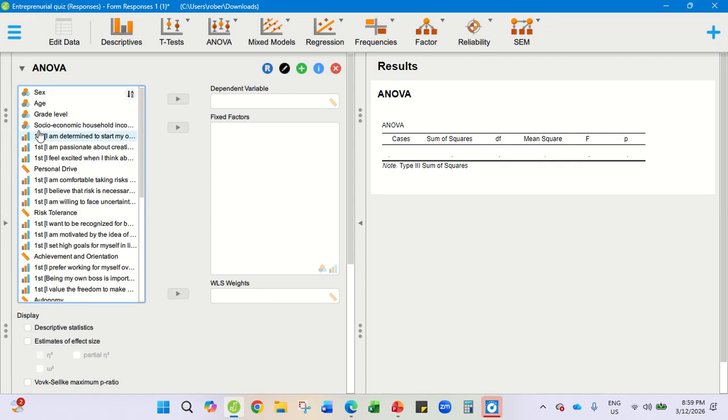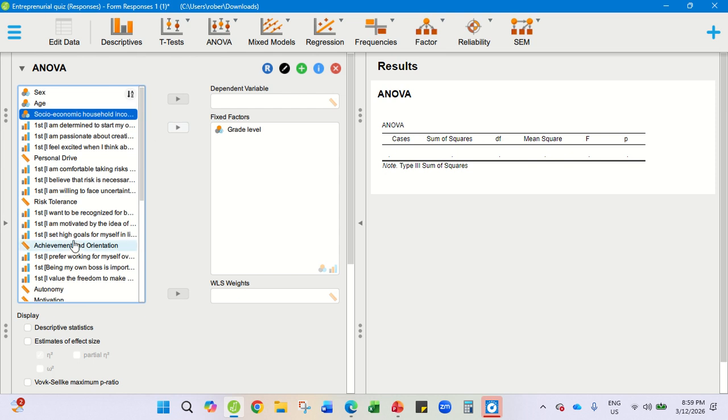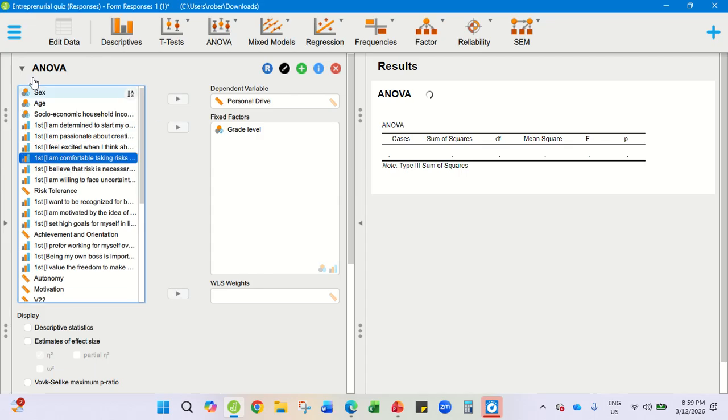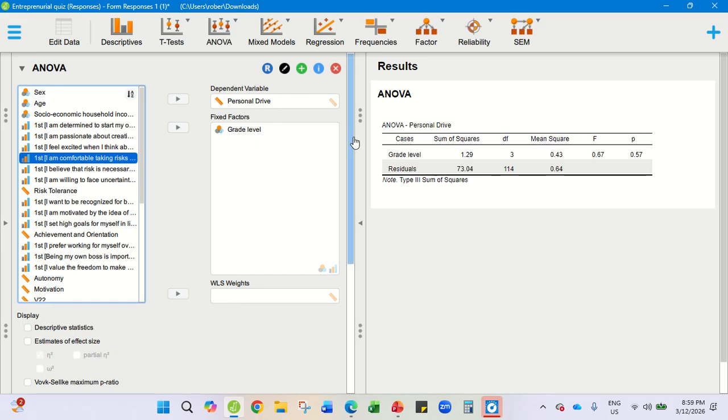So let's look at now the fixed factor, which is the grade level. Another thing is that I have here data about personal drive. So let's go to the personal drive. It's here, in the dependent. So it will be processed now. It's processed already. So this is now your ANOVA. Again, by default, if the p-value is lower than 0.05, then there's a significant difference.